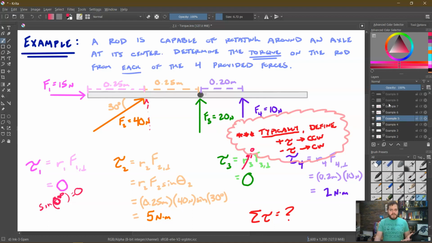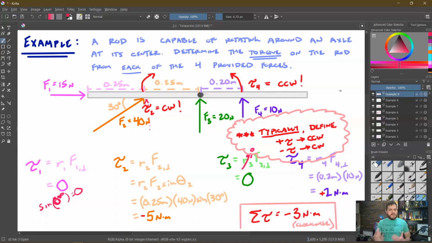Typically speaking, not always, but typically, we define a positive torque if it makes the object go in a counterclockwise direction, and a negative torque if it makes it go in a clockwise direction. So in this particular case, the torque from F2 would be negative because it's going to cause this rod to go in a clockwise direction. So I'm going to say negative 5 Newton meters. And the torque from F4 I'm going to say is positive 2 Newton meters because it's going to cause it to go in a counterclockwise direction. Now if I find my net torque, just adding those together, it's negative 3 Newton meters. In other words, it is a clockwise torque. The rod is going to start going in a clockwise direction.